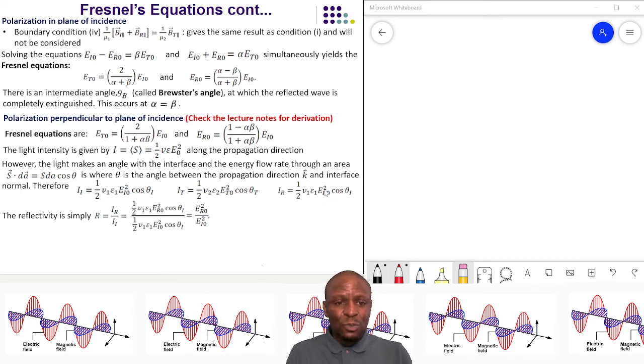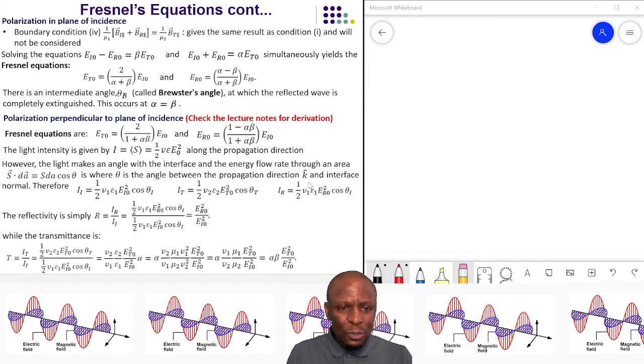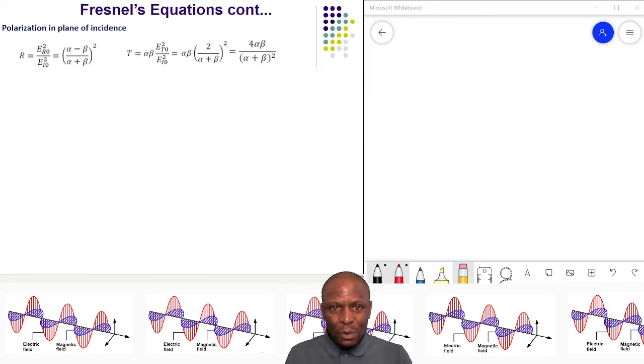Now, let us also talk about the reflectivity. The reflectivity is simply the ratio of the reflected to the incident intensity, and is just given by this equation. And then let us also talk about the transmittance, which is a little bit more complicated, but it is the ratio of the intensity of the transmitted wave to the incident intensity, given by this equation here, which is a little bit more complex.